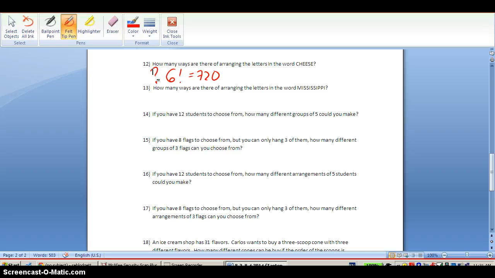Well, we can do this by looking at, I'm just going to look at one way of organizing this word, and let's say it was E, let's say C, S, E, H, E. All right, that's one way of organizing those 6 letters.